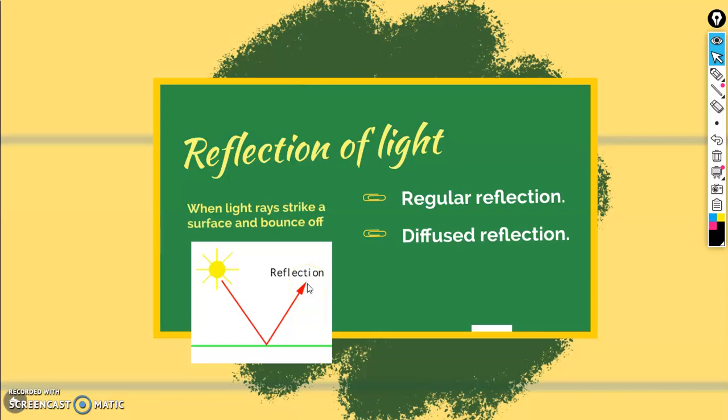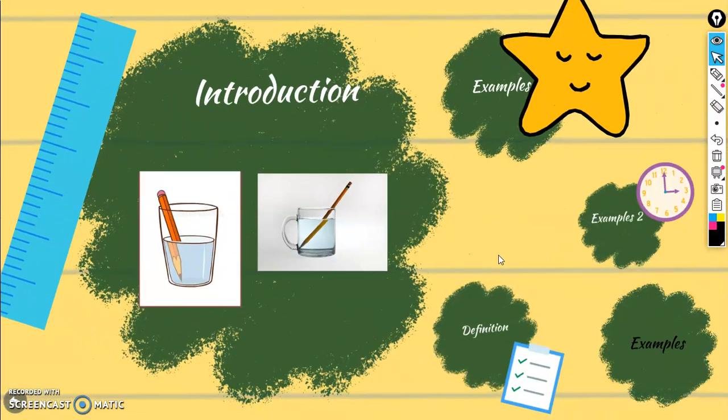So you will know now the difference between reflection and refraction at the end of this video, inshallah. And we said that we have two types of reflection of light, which are regular reflection and diffused reflection. It depends on the surface. If the surface was smooth, we will have a regular reflection. But if the surface was rough like the wood, we will have a diffused reflection, so we don't have a clear image. Okay, but in our lesson for today, we will talk about refraction.